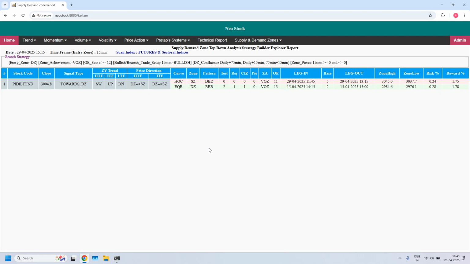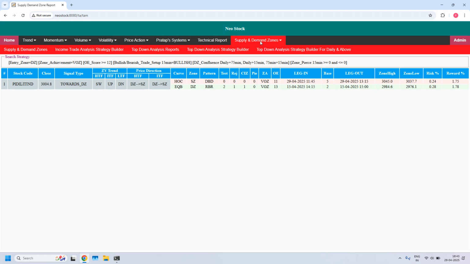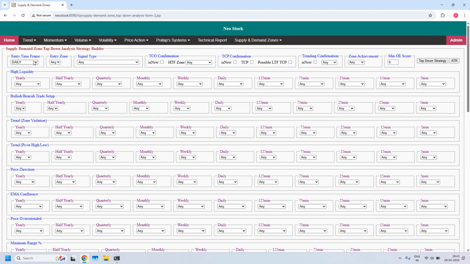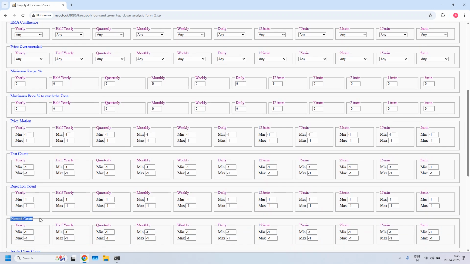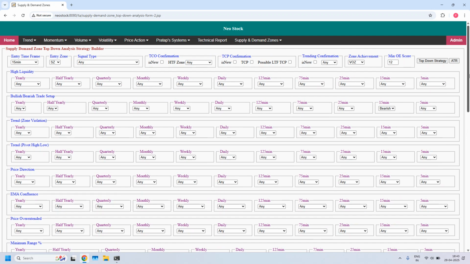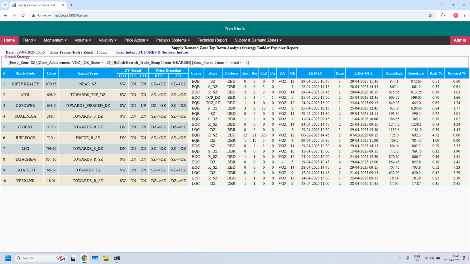Next we will look into bearish trade setup for daily income trade. Entry time frame 15 minutes, entry zone supply zone, bullish or bearish at 15 minutes, selecting bearish, zone achievement VOZ, minimum order enhancer score 12, and also 15 minute supply zone should not be pierced. In the pierced count at 15 minutes time frame, minimum value 0, maximum value 0. With these filters, we got 10 stocks.